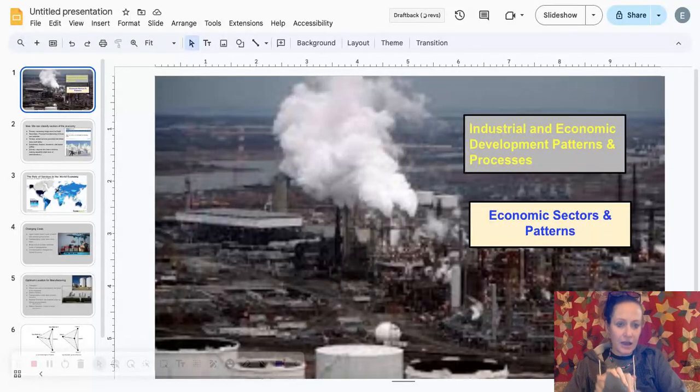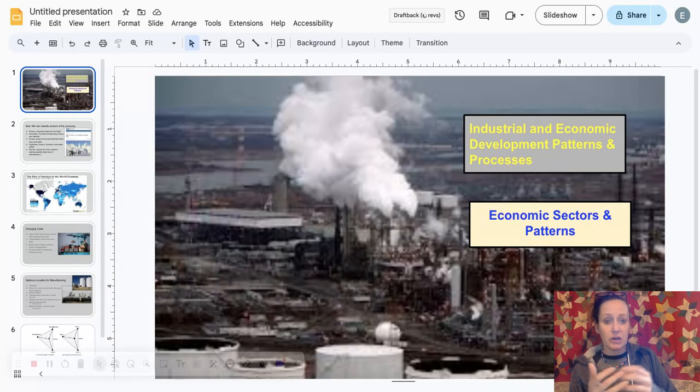All right, it's the last unit. We've made it to the last unit, and this one is pretty brief, only 7 parts. And the first one was just a review of the Industrial Revolution. So we just did that in class. Didn't need to get into too many details. So this is good. This is a unit on industrial and economic development, patterns and processes.